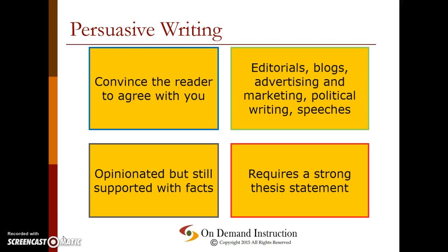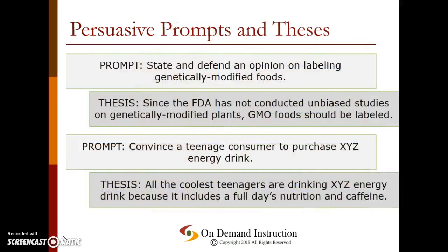Now, even though persuasive writing is opinionated, right? It's opinion-based because the persuasion is going to be based on an opinion, but it's still supported by facts. So even though you've got an opinion in there, you've got to make sure that all of your support is factually based. And it's going to require having a strong thesis statement. So it's not going to have a weak little gentle thesis statement. In persuasive writing, this is where you use a really heavy and hard-hitting thesis. Let's take a look at a couple of different examples so that you can get an idea of this.